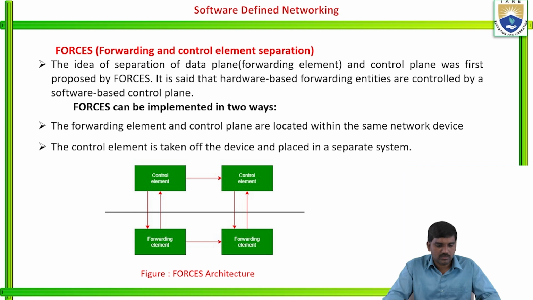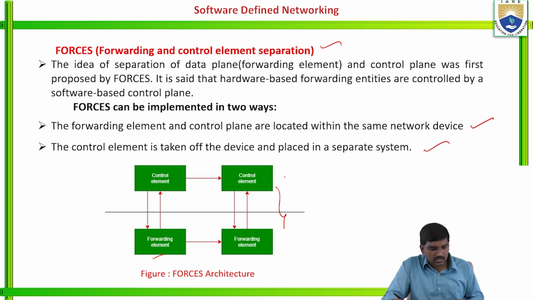Here ForCES is nothing but forwarding and control element separation. The idea of separation of the data plane, forwarding element, and control plane was first proposed by ForCES only. That's why it is called forwarding and control element separation. It can be implemented in 2 ways: control element and forwarding element. In the first way, the forwarding element and control plane are located within the same network device. And in the second way to implement ForCES, the control element is taken off the device and placed in a separate system.